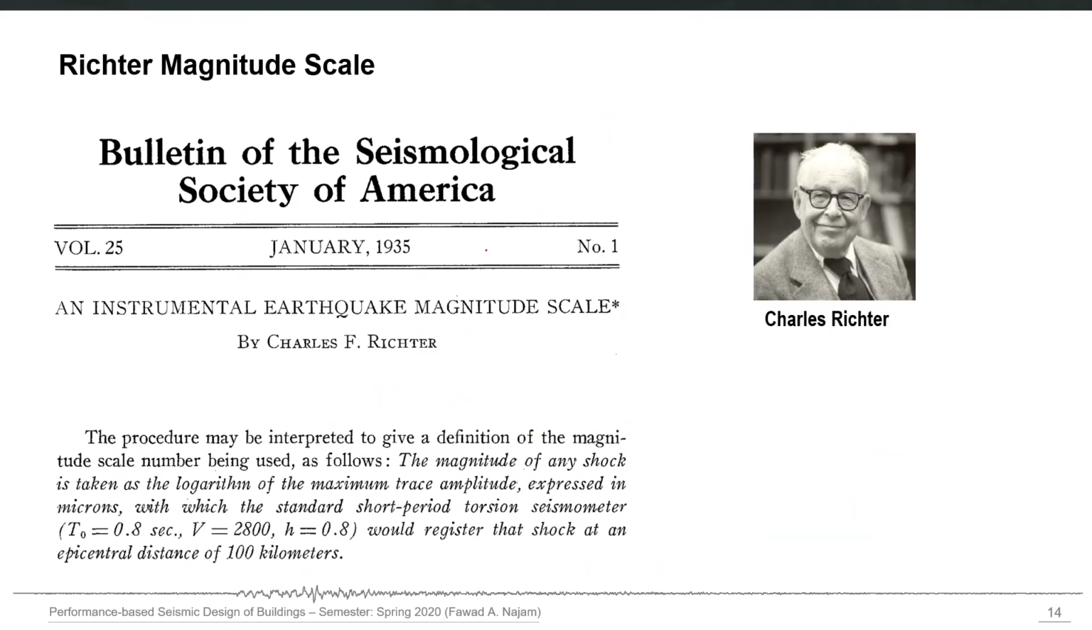So this is the original paper in which Richter gave this idea, and he defined this. This is the same definition: the magnitude of any shock is taken as the log of the maximum trace amplitude expressed in microns, with which the standard short period torsion seismometer, which is the same one, the Wood-Anderson one, would register that shock at an epicentral distance of 100 kilometers. So this is the definition of the Richter magnitude scale.